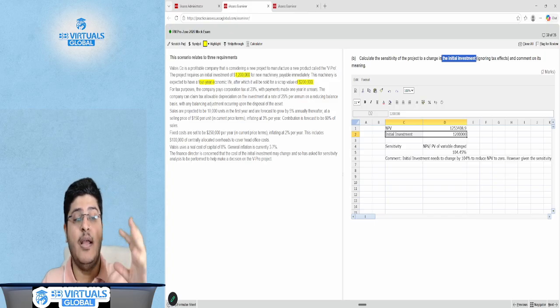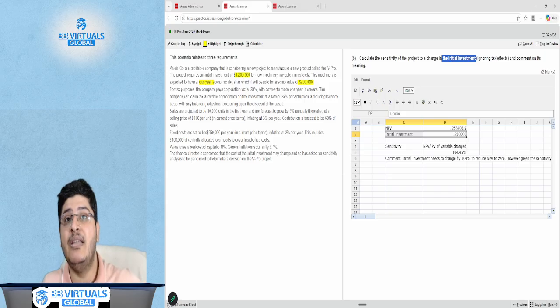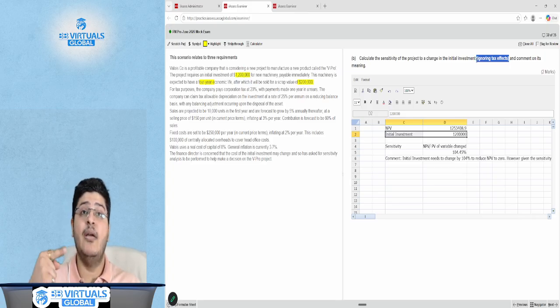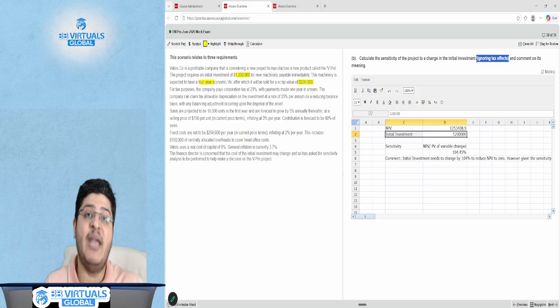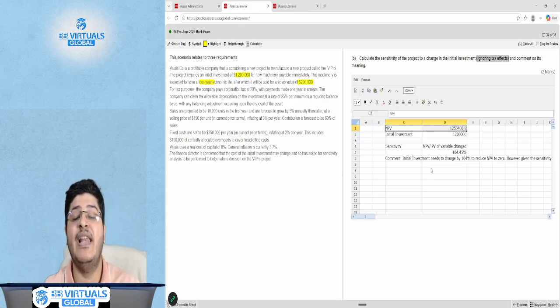They are saying assume there is a change in the initial investment. What is the sensitivity to the change in initial investment? And while calculating this sensitivity, ignore any tax effects that might come because of the change. So if my initial investment changes, what is the tax effect? The tax effect is the tax allowable depreciation, but that you have to ignore. It is not saying that you have to ignore tax effects while calculating NPV.